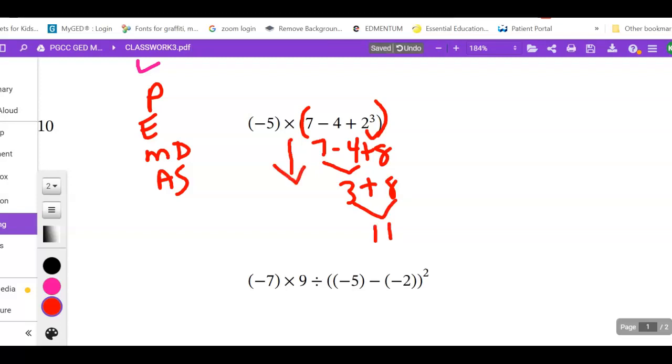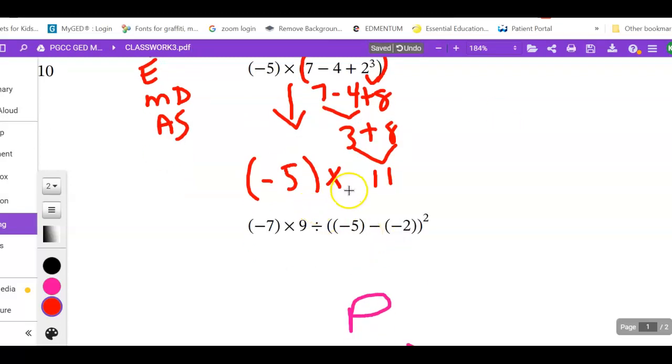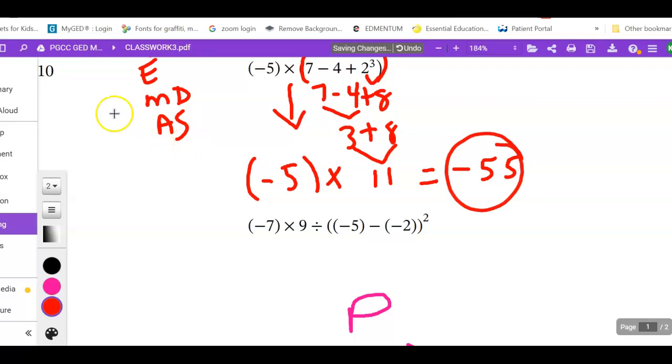Don't forget, you still have to bring everything else back down. So that's times negative 5, like this. So now where I am is negative 5 times 11, right? Negative times positive, my answer will be negative, and then I'm going to multiply the 5 times 11. That will give me a negative 55. Final answer for that, negative 55.